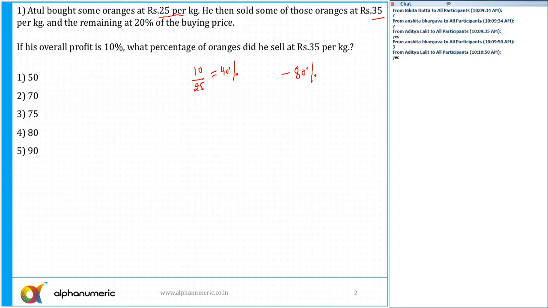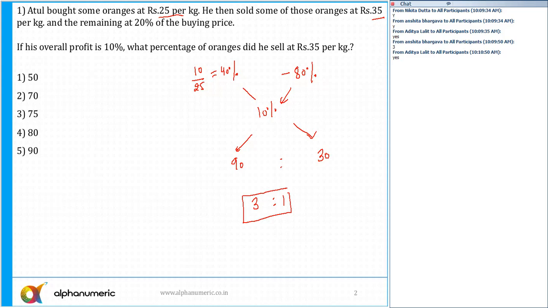Further, it says if his overall profit is 10%, so overall profit is 10%. And if I apply the allegation rule, we can easily find out the answer. So what is this value? 40 minus 10 is 30, and 10 minus minus 80 is 90. So the ratio in which these two quantities are sold is 90 is to 30. Yes or no? And 90 is to 30 is nothing but 3 is to 1.